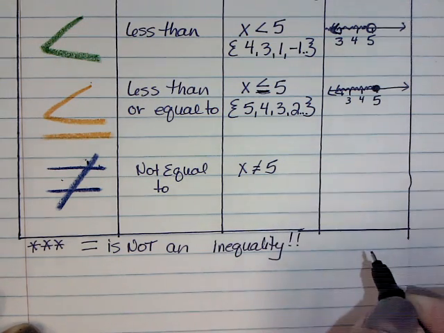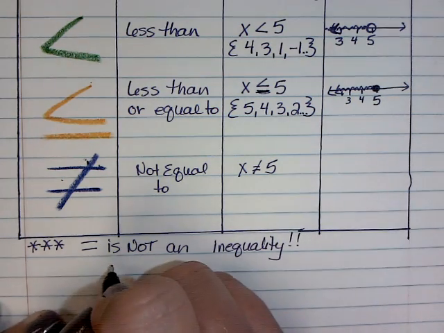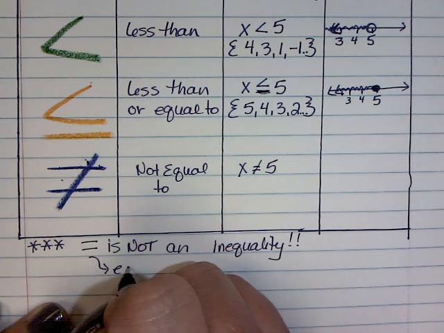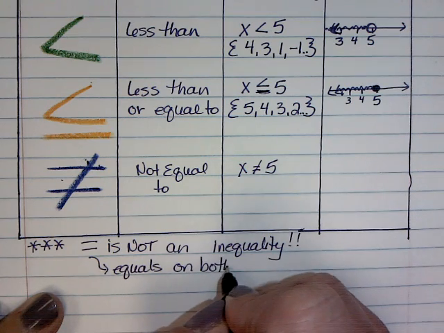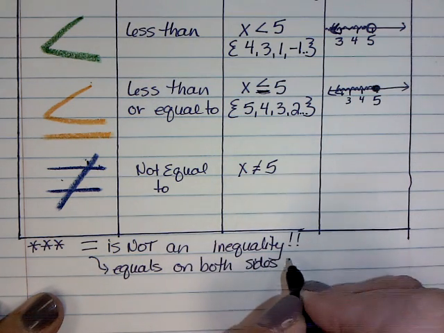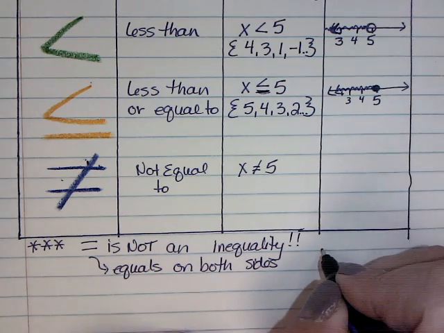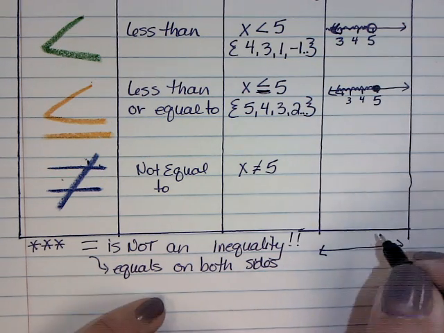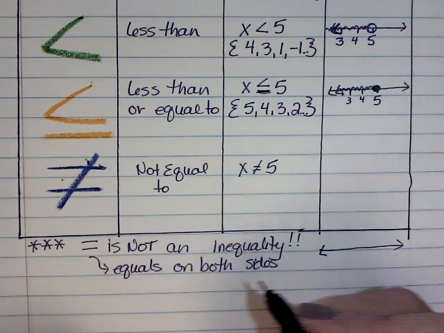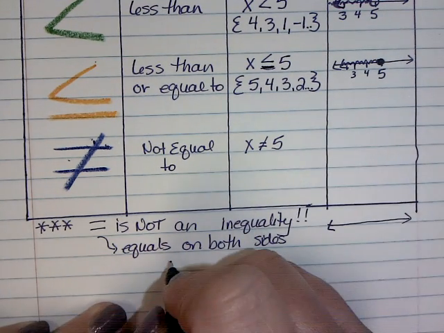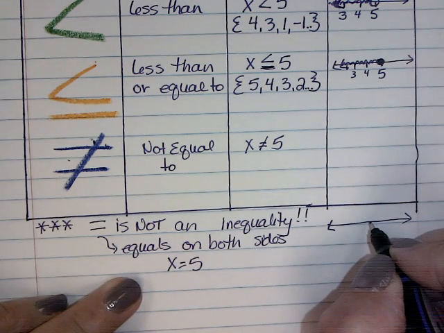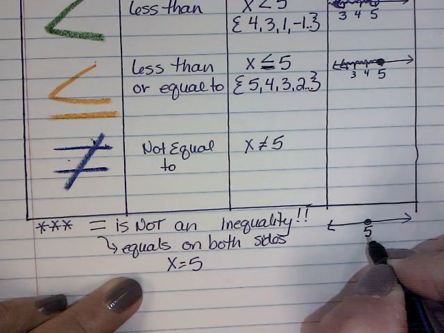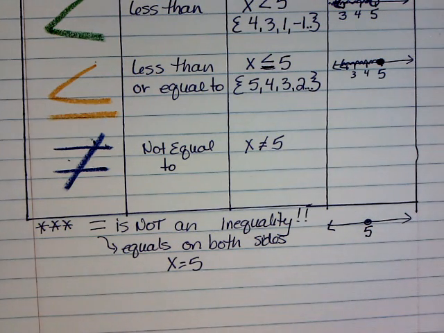Okay? That this means that it equals on both sides. Okay, if I were to graph this, let's just say, since we've been using 5s, x equals 5. If I were to graph that, that would just mean that x equals 5. It doesn't go above and beyond, it just stays exactly where it is.